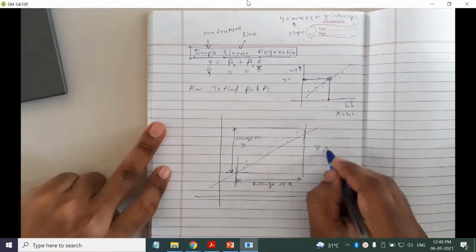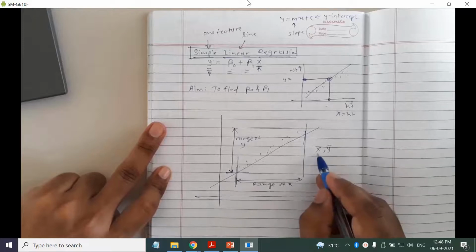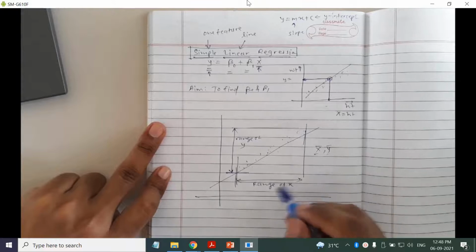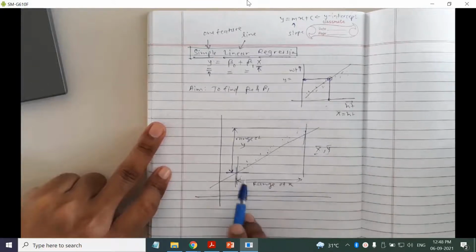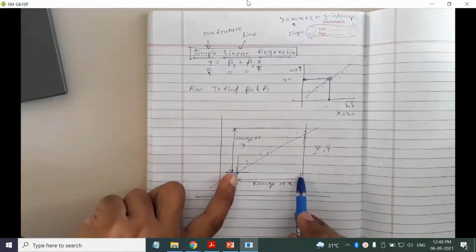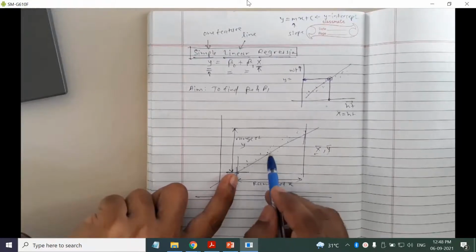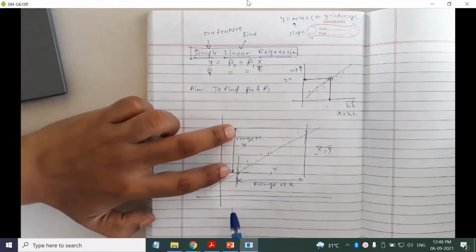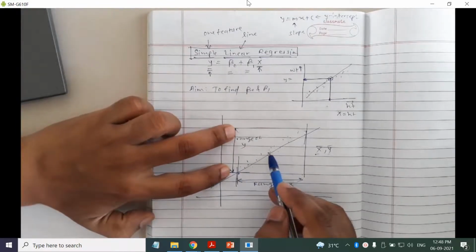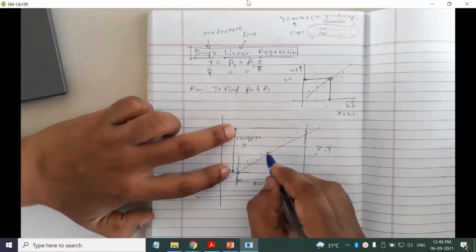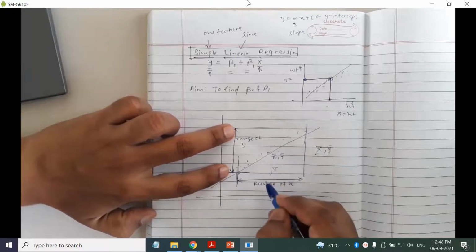x bar and y bar. What is x bar? X bar is the mean of x and y bar is the mean of y, which will be here. This is the range of x, so this will be my x bar. And the range of y, y bar will be in the middle of that. So this is my x bar and y bar.